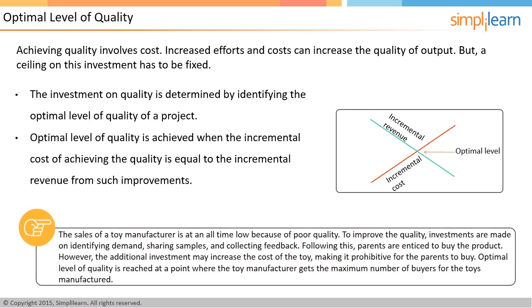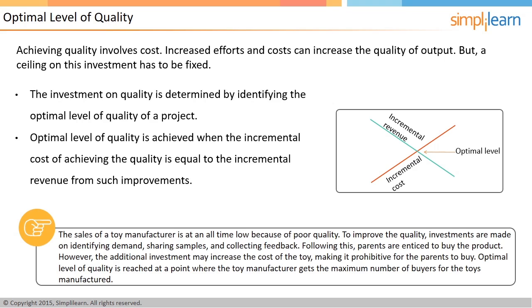Suppose you are the manufacturer of toys, but the toys are below quality and the sales are low. To improve the quality, you invest in identifying the demands of children, sharing few samples, and recording their feedbacks. Once all these are captured and implemented in the products, you lure the parents to buy them. As the investment is increased to manufacture good quality toys, the cost will therefore increase, and it might become prohibitive for parents to buy. Optimal level of quality is reached at a point where you get maximum number of buyers for the toys manufactured.